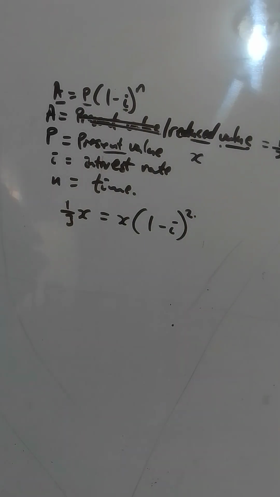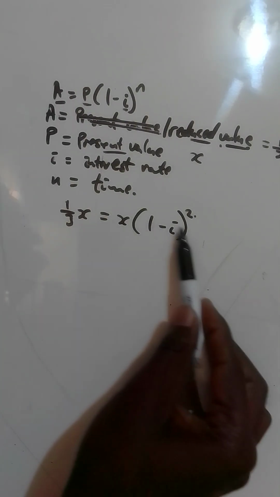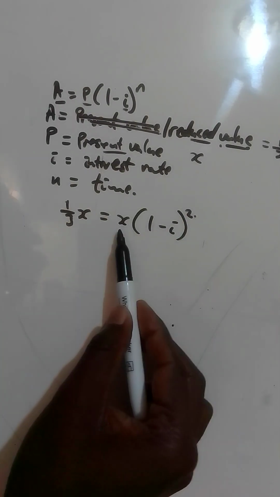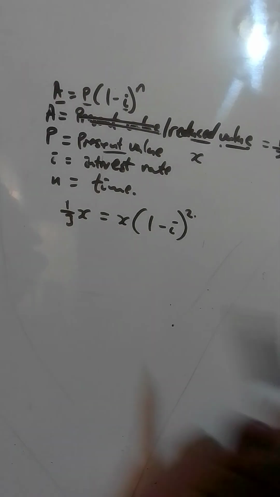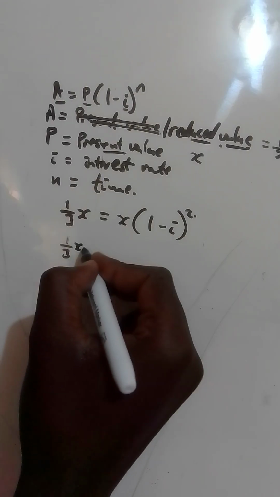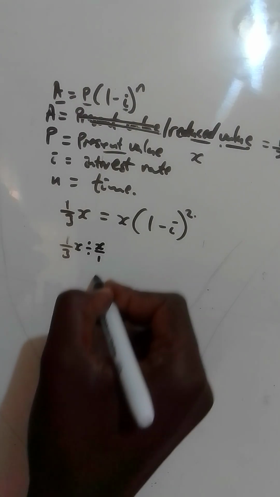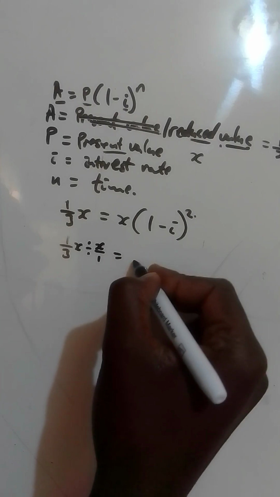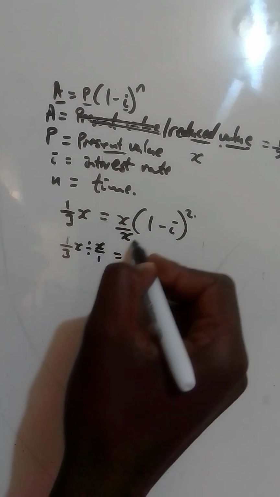So the first order of business, what am I going to do? Now, I have to say that since X is multiplying with this bracket to the power 2, it means that we do the opposite. The opposite of multiplication is division. So in other words, we are now going to say 1 over 3x divided by x over 1, which is equal to, and since we have divided here, it means that here we also divide by x.